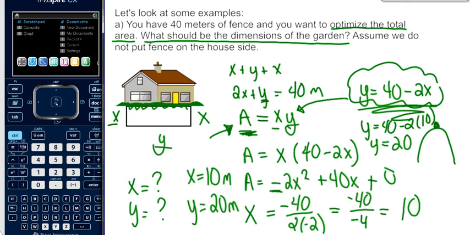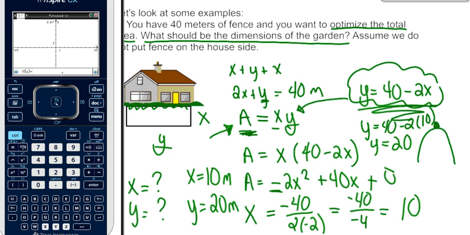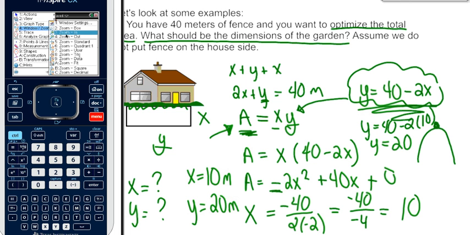Another way to do this is to graph it. So we can graph the equation that we created. We can graph it factored, or we can graph it in standard form, but we're graphing the area function. So we can put in x times the quantity 40 minus 2x, and we can zoom in a little bit.